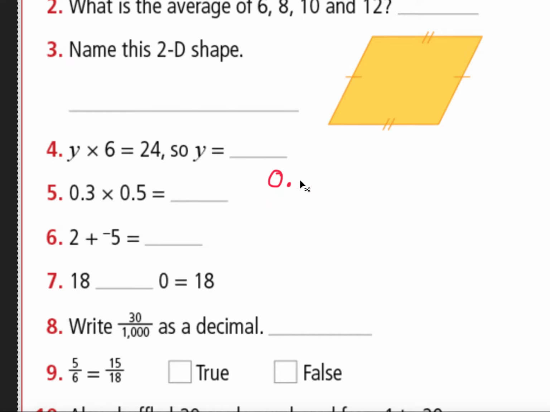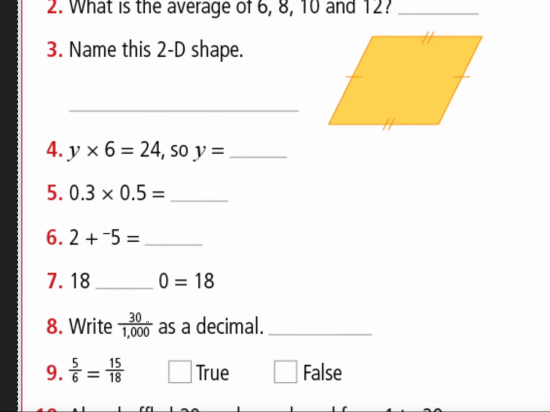Number 6, we have 2 plus minus 5. So we're going to start off with 0, we're going to go forwards 2, and then we're going to count back 5 on the number line, and we're going to get a minus number for our answer. Number 7, we have to choose between plus, minus, multiply and divide. Which of the 4 operations there will give you 18?